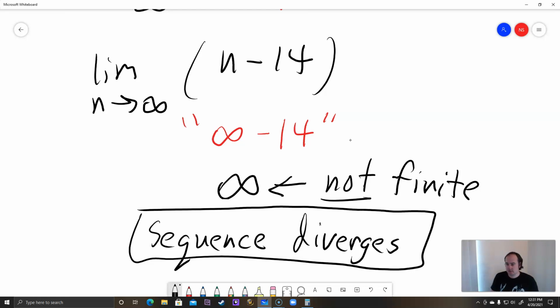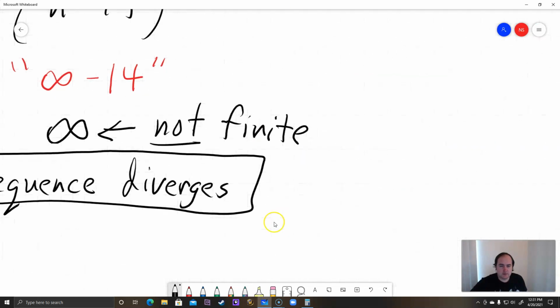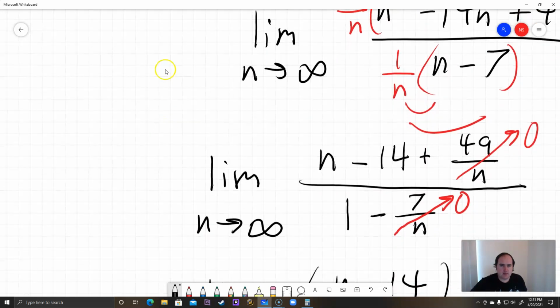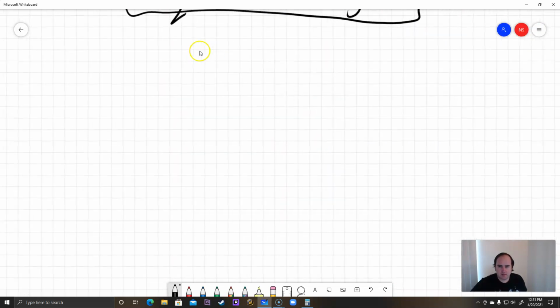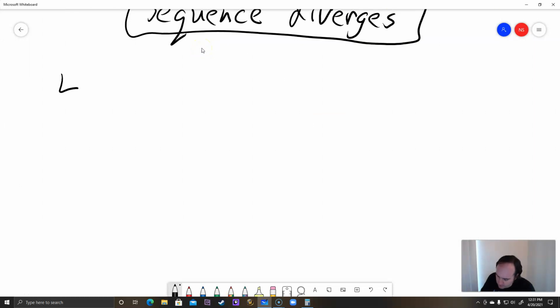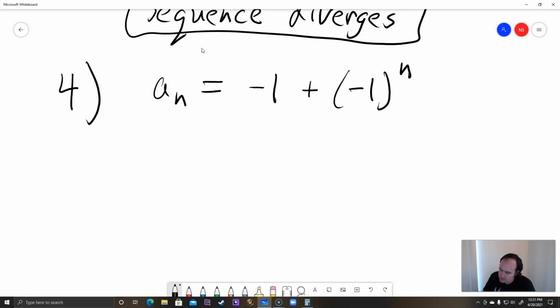And believe it or not, there's still some more tricks on these, so I need to do at least a couple more examples. So that one we just did was number 3. Okay, so the next one is number 4. For number 4, we have a sub n equals -1 plus (-1) to the n.